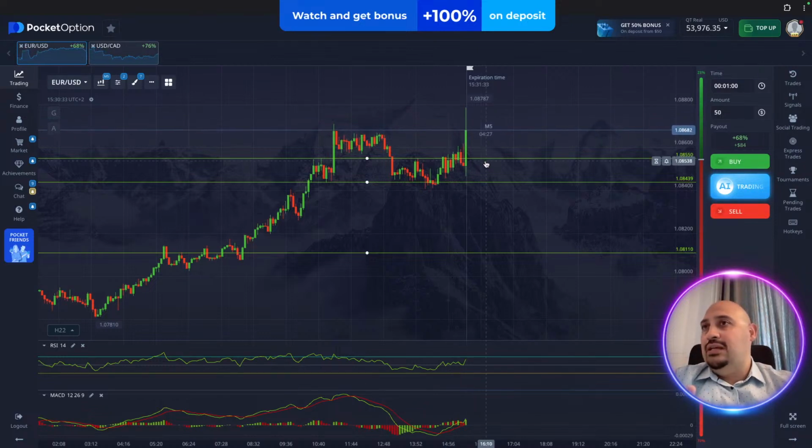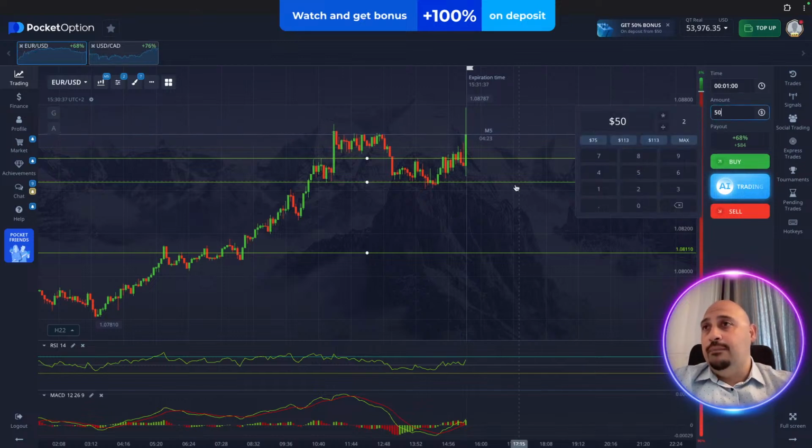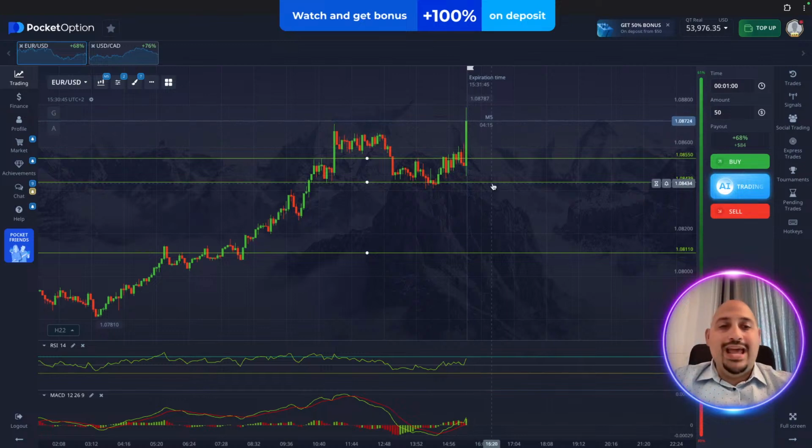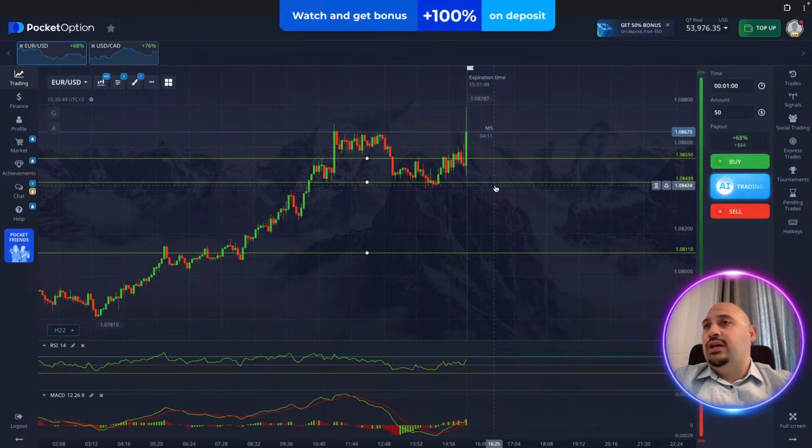Let's wait for the dust to settle down. And what I'm going to do, I'm going to open a trade. And specifically, I'm going to use the martingale strategy once this settles down a little bit so I can basically understand which direction the market is going to take.